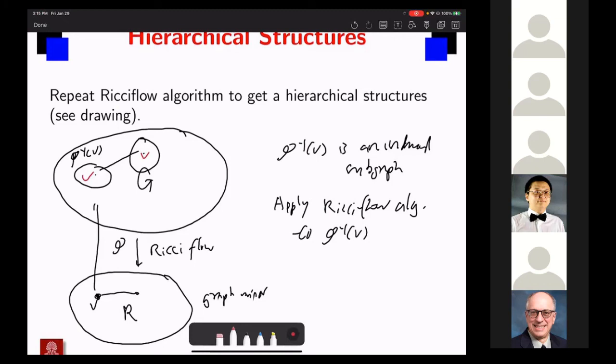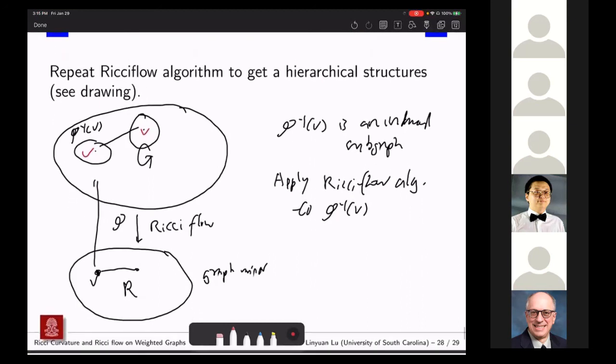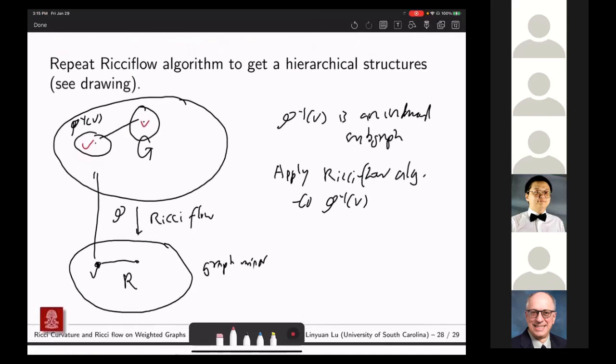You know, this algorithm each time presents you a graph which has constant curvature, supposed to have a very nice drawing. And then you can zoom in on each dot and you get another subgraph, and then you get another map, another layer. So this gives a hierarchical structure. I think it's very useful. Okay, I hope I can explain this idea well. Any questions?